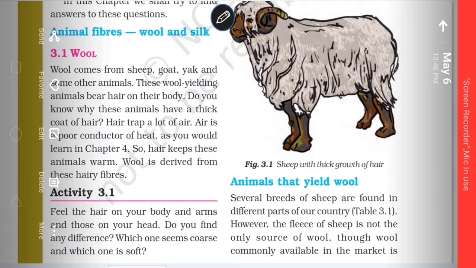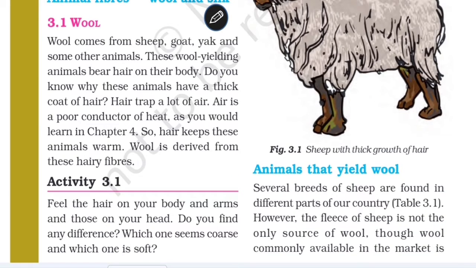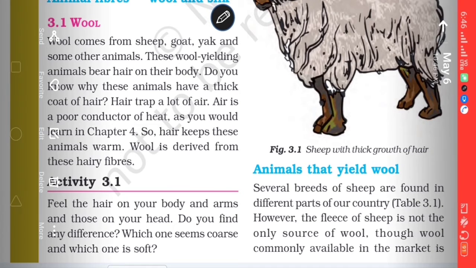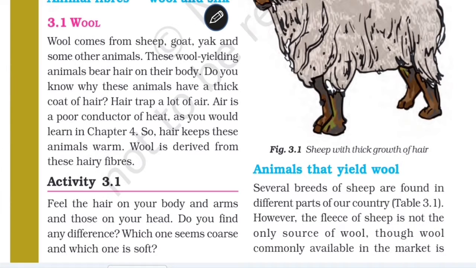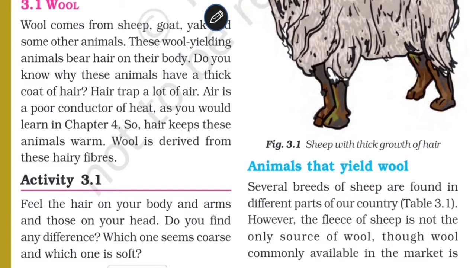Now here it is asked, do you find any differences? Which one seems coarse and which one is soft? Of course, the coarse hair is the hair which we have on our head, and the soft ones are the hair which we have on our body, like on hands, arms or legs.